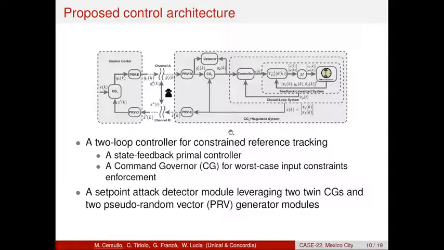Now I'm presenting our proposed control architecture. We have a two-loop controller for constrained reference tracking. We have a state feedback primal controller and a command governor for worst-case input constraint enforcement. Also, our detection module, leveraging two twin command governors CG1 and CG2, and two pseudo-random vector PRV-E encoder and PRV-D decoder.